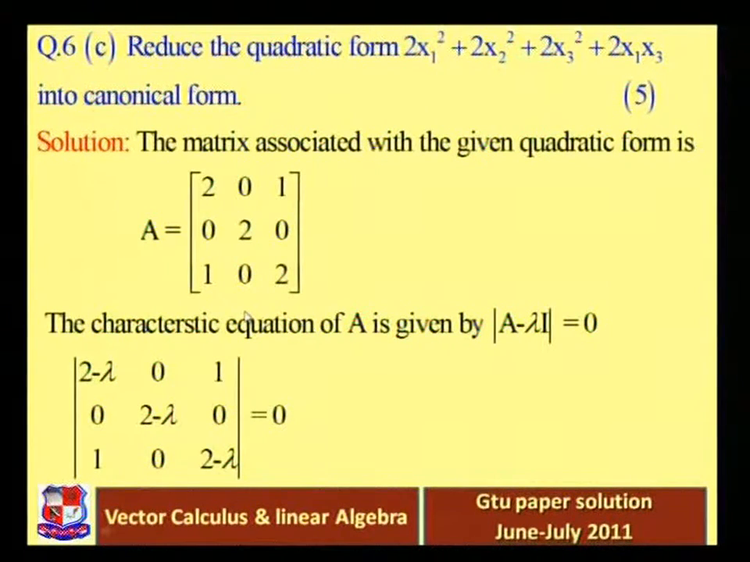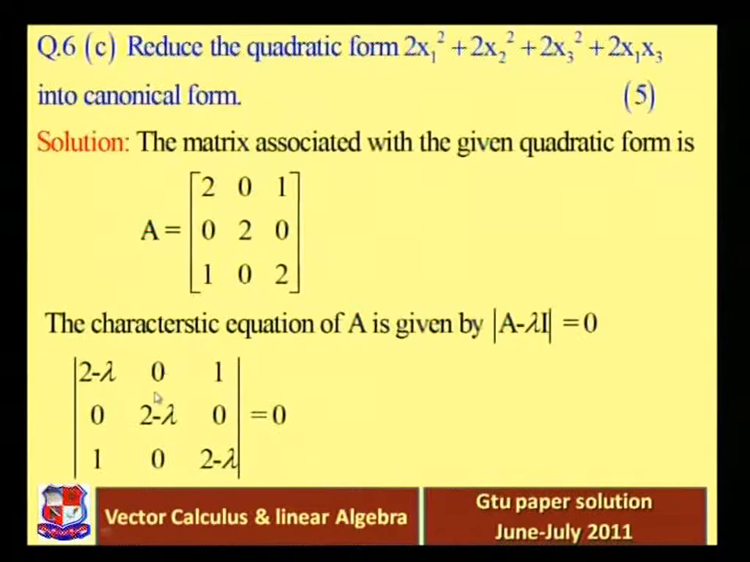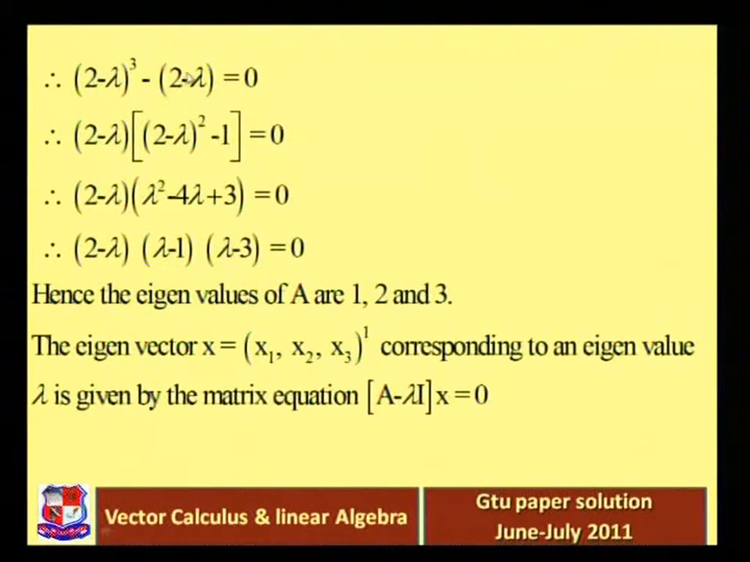Now with the same method, this example is a similar type of example. Again we have to find the eigenvalues, and corresponding to each eigenvalue we have to find the eigenvectors. So the characteristic equation of A is given by determinant of A minus lambda I equal to 0: the matrix 2 minus lambda 0 1, 0 2 minus lambda 0, 1 0 2 minus lambda, equal to 0. Solve this determinant: (2 minus lambda) cube minus (2 minus lambda) equal to 0. 2 minus lambda is common from these two terms, so you get (2 minus lambda) times ((2 minus lambda) square minus 1) equal to 0.